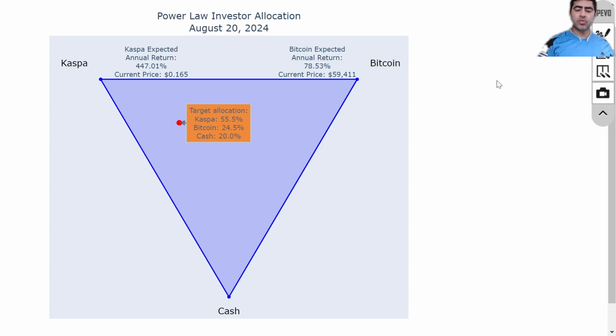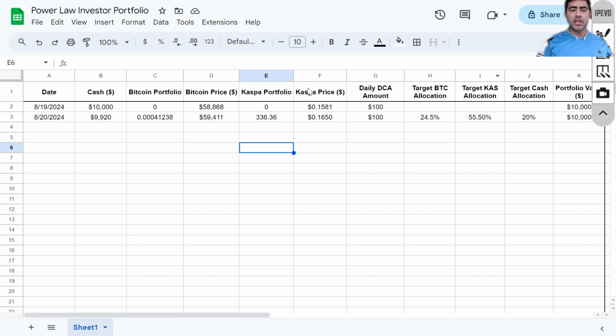So to try to understand all this together, let's put it in a simple spreadsheet. Today is the 20th of August. Assuming that we had $10,000 in cash and we're looking to deploy $100 of it daily, how would I do that? What I'm doing is following the target allocation. Here's my Bitcoin target allocation of about 25%. So I've bought a little bit of Bitcoin over here, 0.0004, and I've also bought some Kaspa into the portfolio.